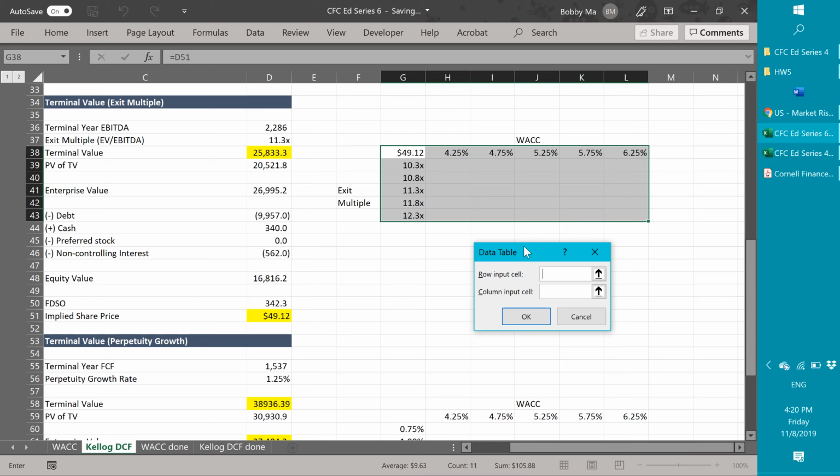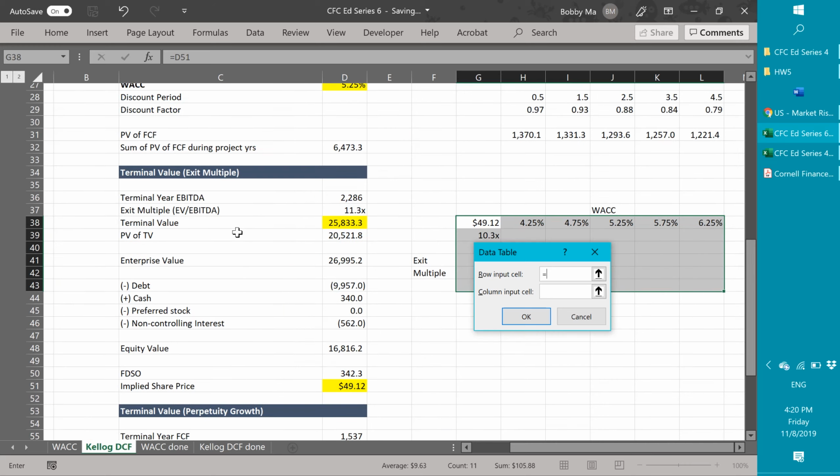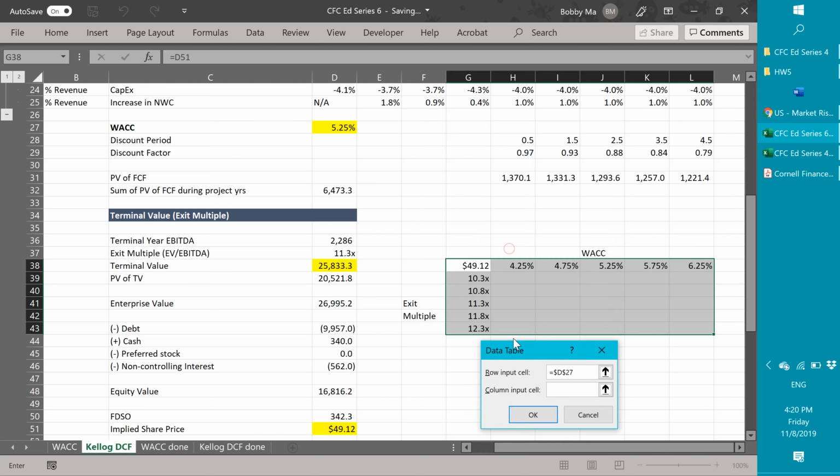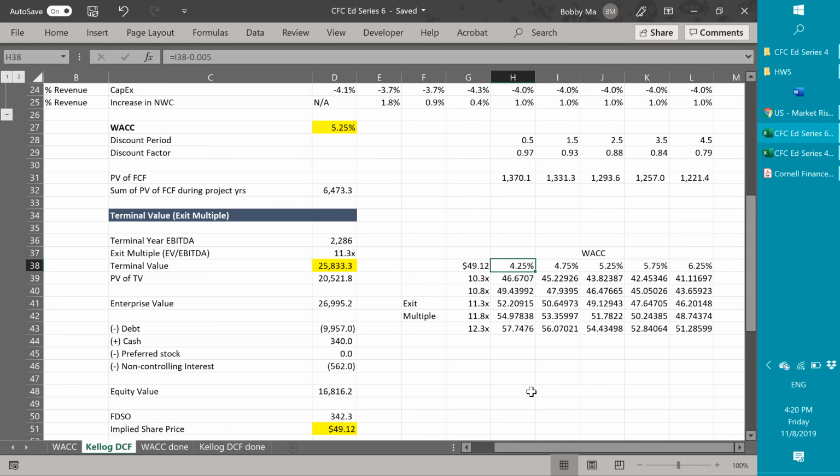So then you have your row input cell. This row is saying what these numbers are, so 4.25 to 6.25%. So our row input cell is our WAC. So basically you just want to click equal to 5.25%. And then we have our column input cell. Our column input cell, if you move this, is from 10.3 to 12.3. So that's our exit multiple. So if you click this, that's D37. So hitting OK gets you all of these numbers.